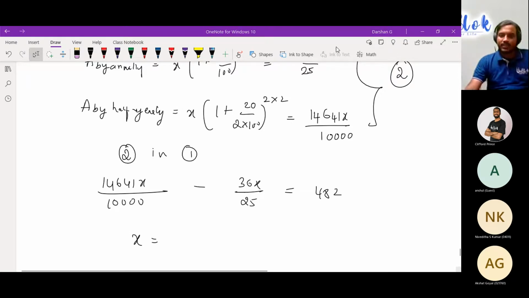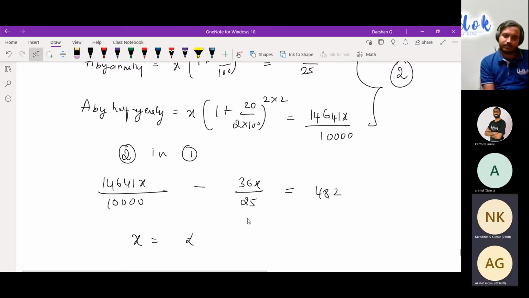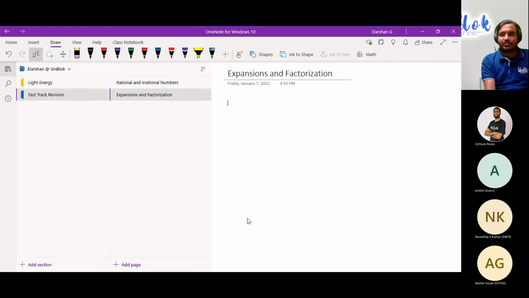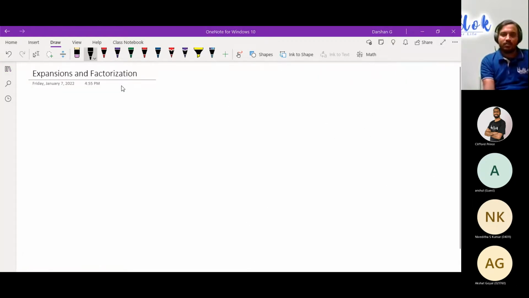So Nivedita, you got the answer? Yes, sir, I got the answer. Very good. So it is 20,000 rupees. Fastly, let's move on to expansions. So that's it for compound interest. So next one is factorization.